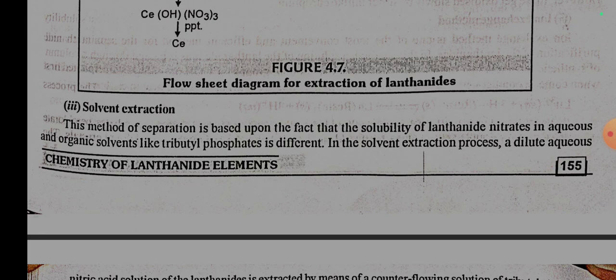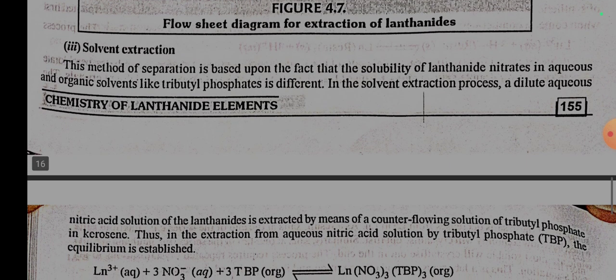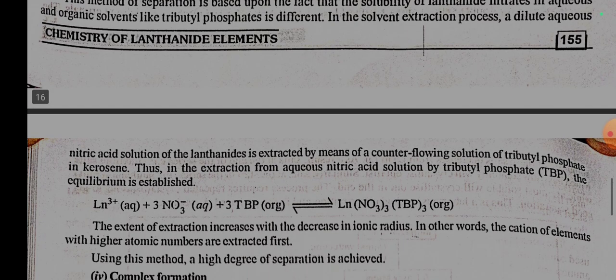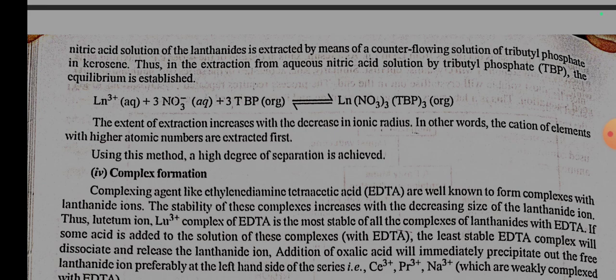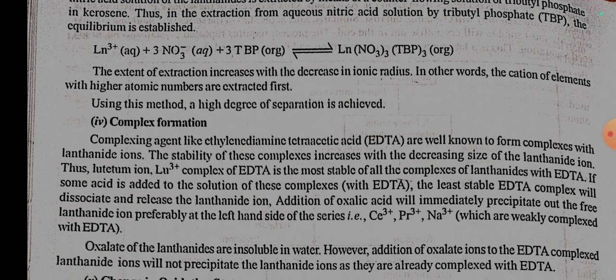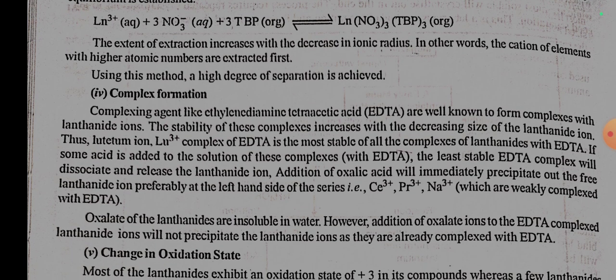Number 3, solvent extraction. This method of separation is based upon the fact that the solubility of lanthanide nitrates in aqueous and organic solvents like tributyl phosphate is different. In the solvent extraction process, a dilute aqueous nitric acid solution of the lanthanides is extracted by means of a counterflowing solution of tributyl phosphate in kerosene. Thus, in the extraction from aqueous nitric acid solution by tributyl phosphate, an equilibrium is established. The extent of extraction increases with the decrease in ionic radius. In other words, the cations of elements with higher atomic numbers are extracted first. Using this method, a high degree of separation is achieved.